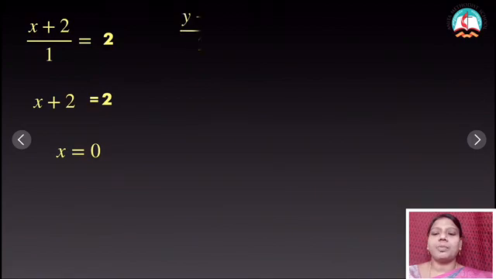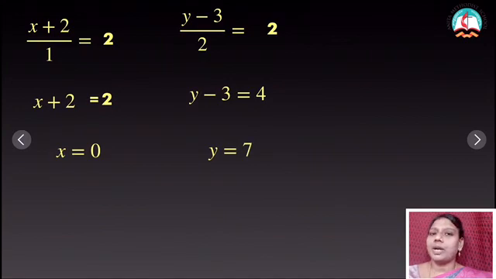Similarly, I am equating y. So then I just take this 2 to the other side. 2 2s are 4 now. Therefore, y minus 3 is equal to 4. Bring this 3 to the other side. It gives me the value equal to 7. Therefore, what is the point? The image is nothing but 0, 7.